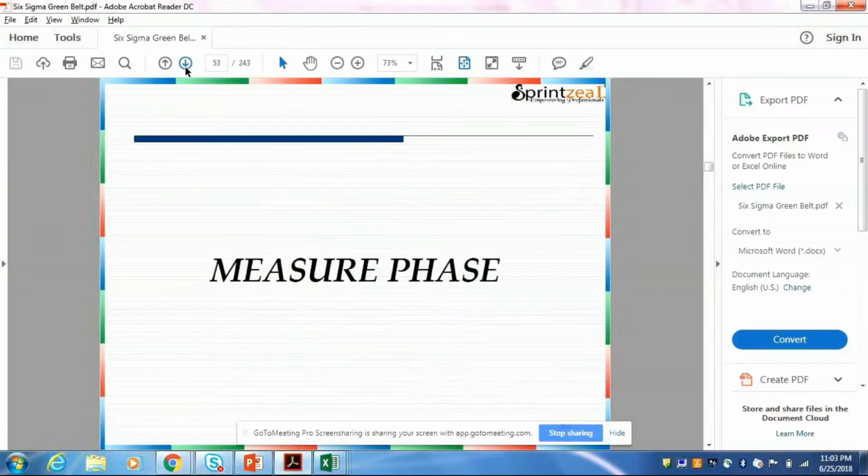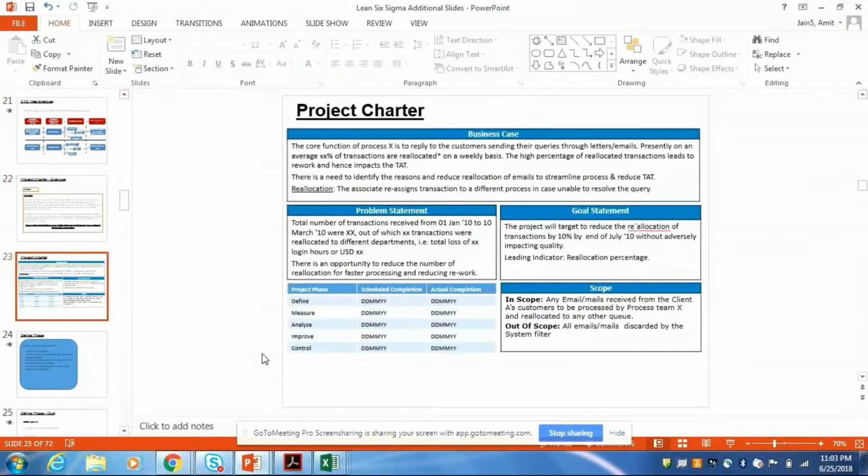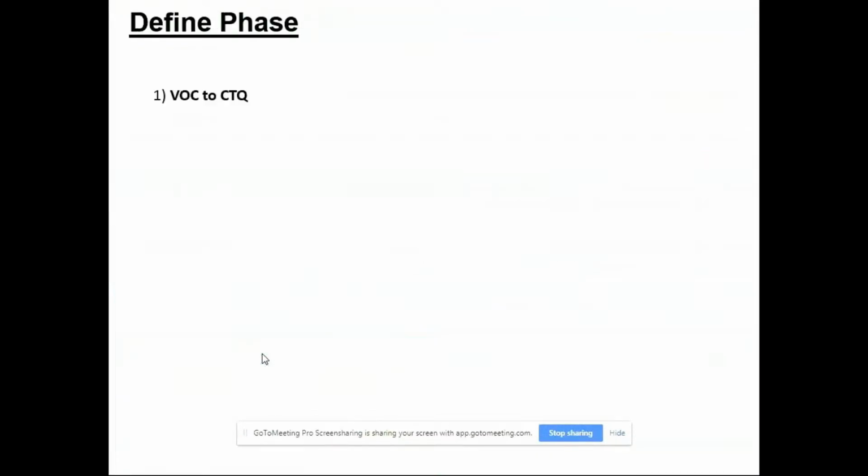Okay, so with that, we have completed the define phase. Let's quickly go over what we have covered and defined. So we covered VOC to CTQ. Right. So what is CTQ? That's a measurable number. Measurable number, right?